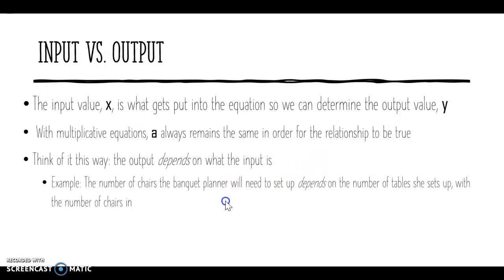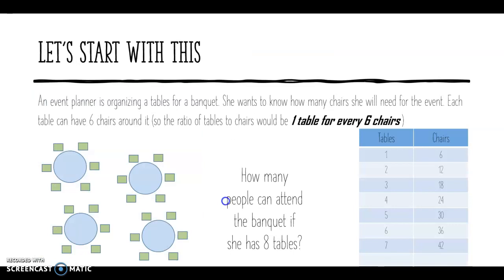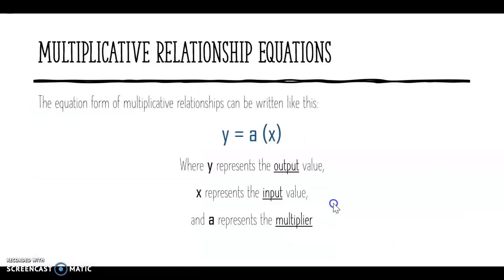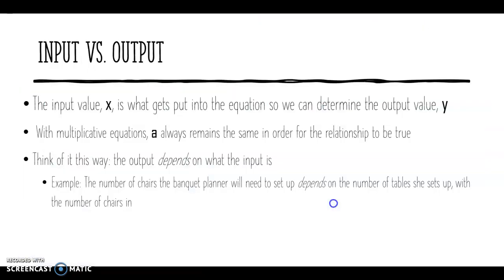So for our example from the banquet, the input value was the number of tables, so how many tables we set up, and the output was the number of chairs that would go with those tables. And A, in this case, would have been 6 because every time that you increased by 1 table, you increased by 6 chairs. So in that case, A would be 6.